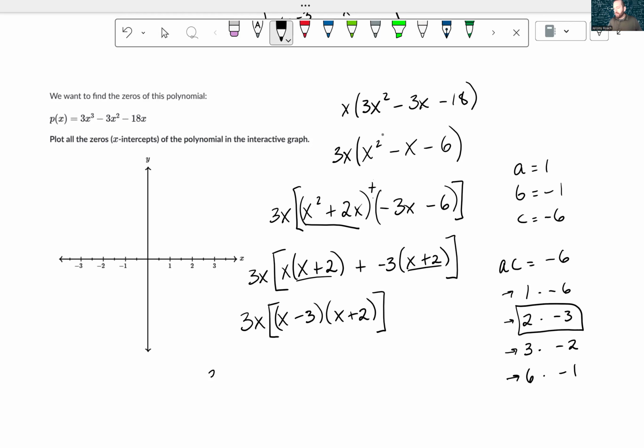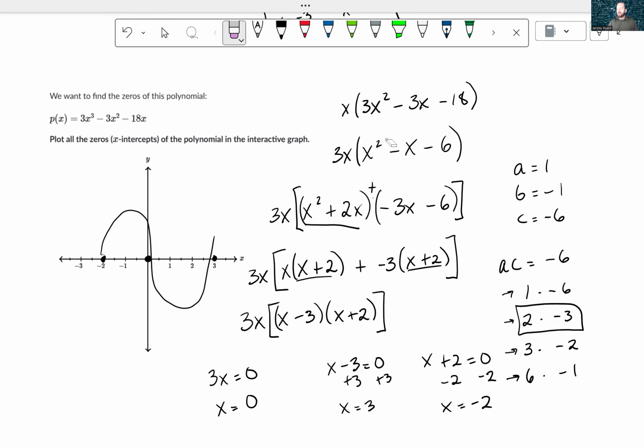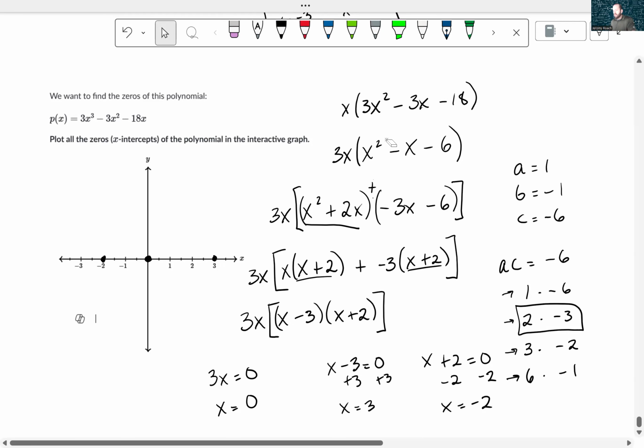Now we've got this completely factored. So we're going to set 3x equal to 0. We're going to set x minus 3 equal to 0. And we're going to set x plus 2 equal to 0. Divide by 3. We still get 0. Add 3. We get x equals 3. Subtract 2. And we get x equals -2. So our intercepts are at 0, 3, and -2. Now we don't really know where the graph is going exactly, but we do know where it's crossing on the x-intercepts.